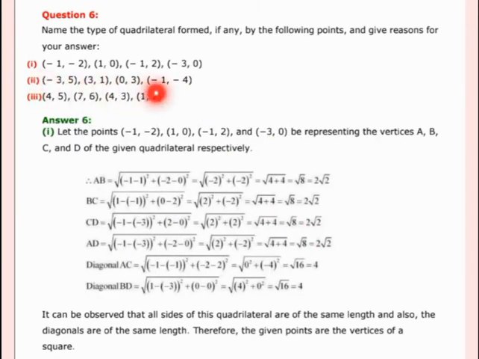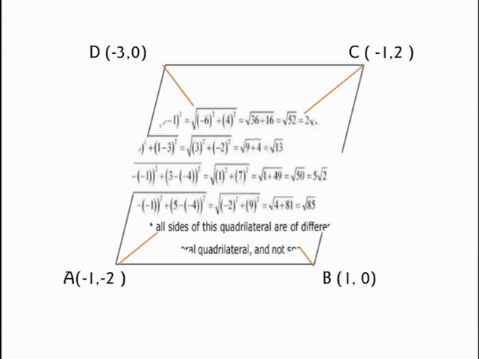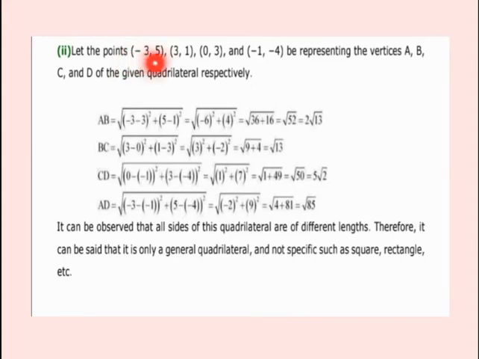Now second part, these 4 coordinates are given to you. Let these be the vertices of a quadrilateral A, B, C and D. Similarly, we will find the distance between AB, BC, CD and AD. You will see that all the distances are different. So it can be said that it is only a general quadrilateral, not a specific quadrilateral like square, rectangle, rhombus, parallelogram, etc.